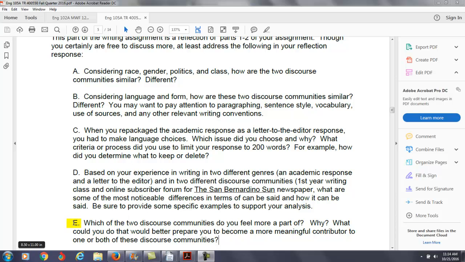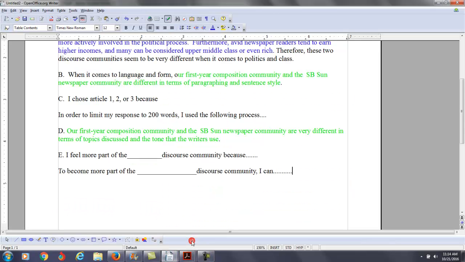Okay, let's take a look at this last one. So which of the two communities do you feel more a part of? Why? And what could you do that would better prepare you to become a more meaningful contributor to one or both of these communities? So this one is very easy. I mean, if you restate the question, the beginning part of the paragraph, you say, well, I feel more part of the, and then state either the first year composition community, discourse community, or you can talk about the San Bernardino Sun newspaper discourse community, and then you put because.